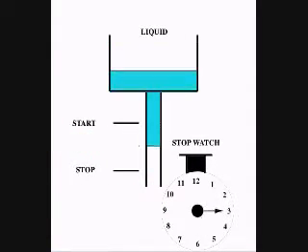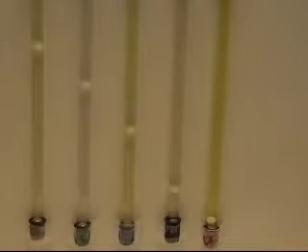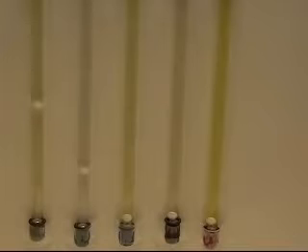Let's look at another example. Each of these 5 tubes contains fluids of varying viscosity. Watch the silver balls as they sink to the bottom. The one on the far right sinks rapidly, so we know that that tube contains a fluid with low viscosity. The tube on the far left contains a fluid with high viscosity.